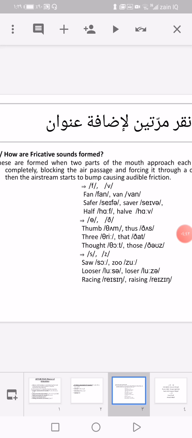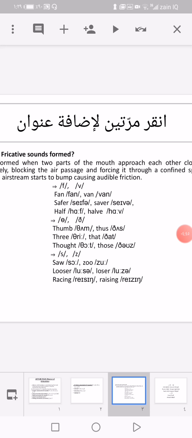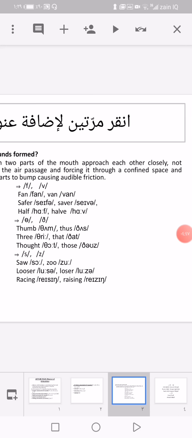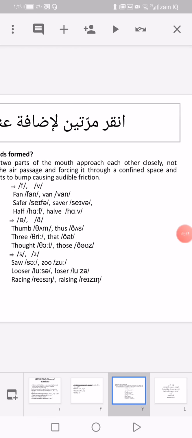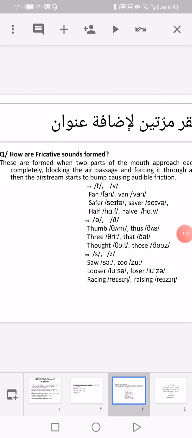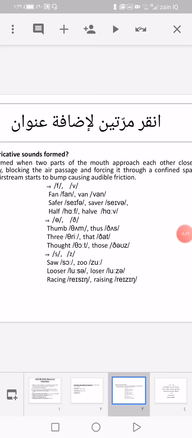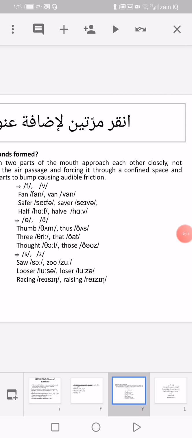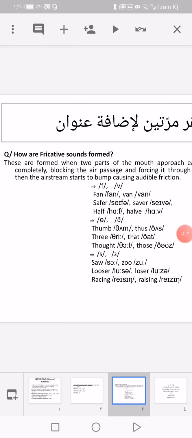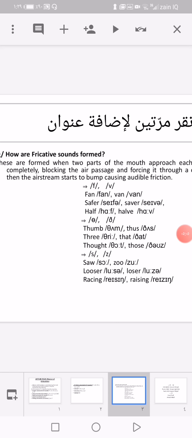These are formed when two parts of the mouth approach each other closely, not completely blocking the air passage, and forcing it through a confined space, and then the air stream starts to pump, causing audible friction.